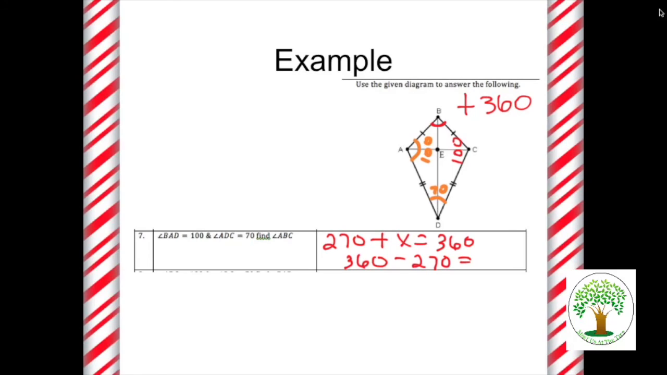360 minus 270 is 90. I got my calculator at least. Notice that my figure does not look like 90. I'm not intending for it to look that way, because I could change all those around. I'm intending for you to think about what's congruent and so forth. Remember that everything that applies to quadrilaterals applies on down.